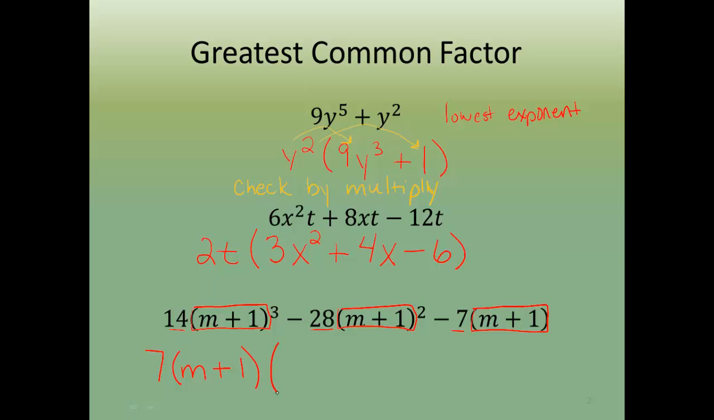What I'm left with then, well, from the 14 I'm left with a 2. I took out one of the m plus 1s, so I am left with 2 more m plus 1s, minus, take out a factor of 7 from 28, that's 4. This was m plus 1 squared. I took one of them out, so I have m plus 1. And then I'm left with a minus 1.